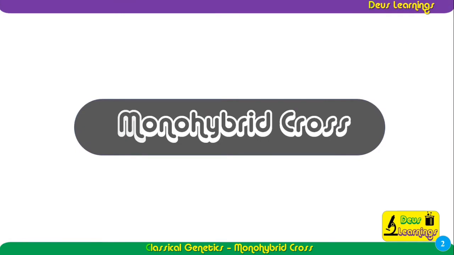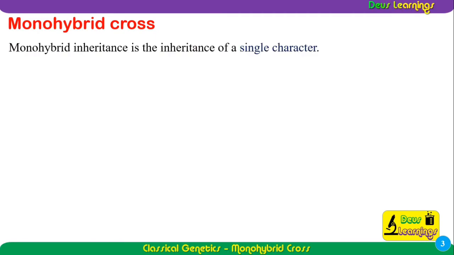So in monohybrid cross, we are just going to breed plants for a single trait. We take a single trait and inbreed, right? So monohybrid inheritance is the inheritance of a single character. That means we are observing just a single character, only one character, right? And that one character can be any character of the plant.